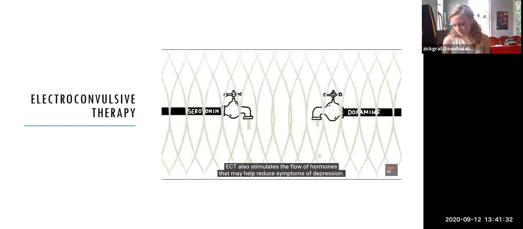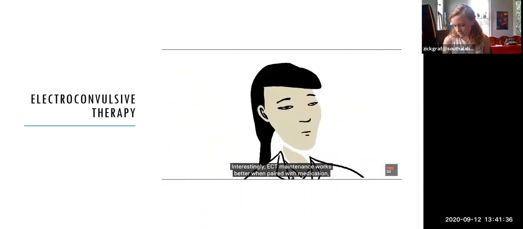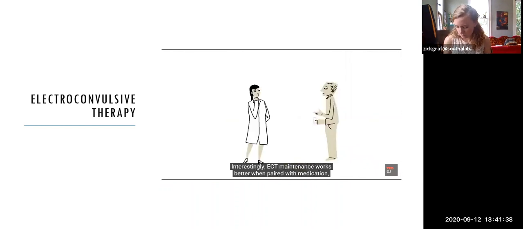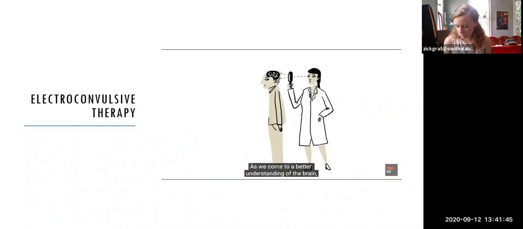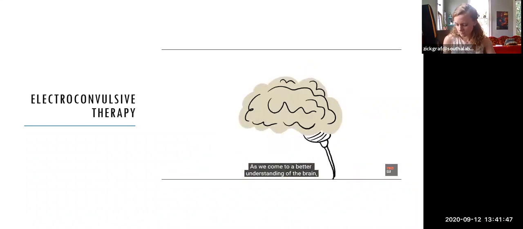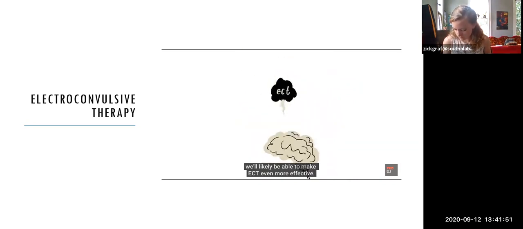ECT also stimulates the flow of hormones that may help reduce symptoms of depression. Interestingly, ECT maintenance works better when paired with medication, even in patients who were resistant to medication before. As we come to a better understanding of the brain, we'll likely be able to make ECT even more effective.